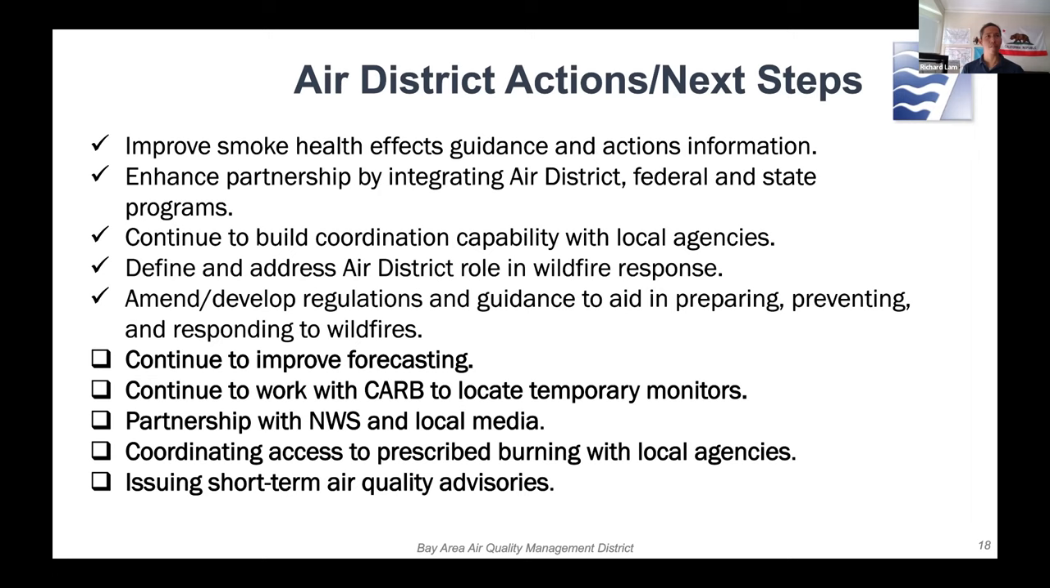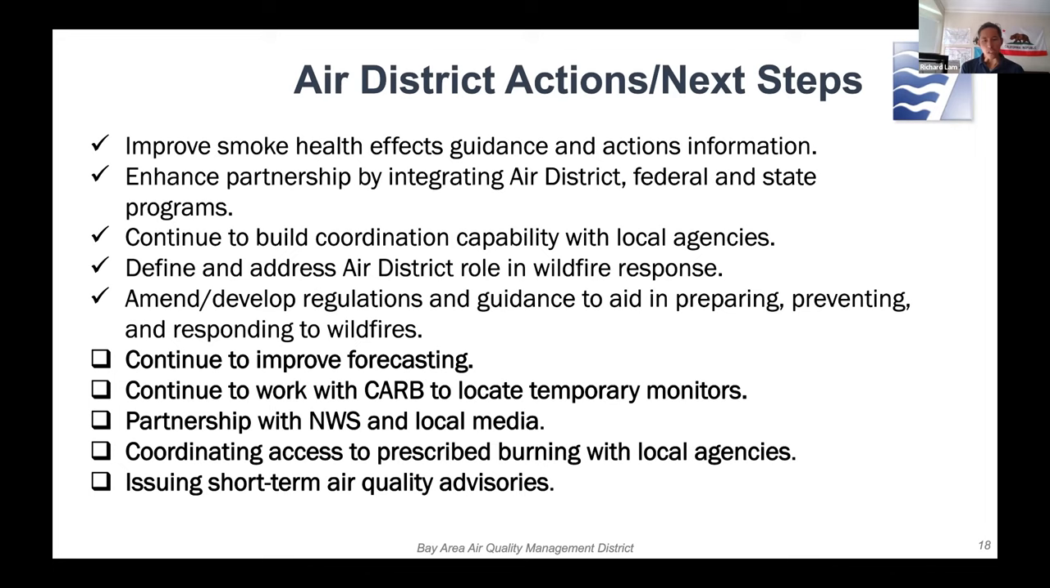And we will continue to work with agencies like the National Weather Service and also the California Air Resources Board. That's our mother agency. The California Air Resources Board has power over all the air districts. So we're trying to work with them: when there's a wildfire, they have the power to put in new sensors near the fire so we can get more information. So we work with the Air Resources Board to try to get more information when there are wildfires.